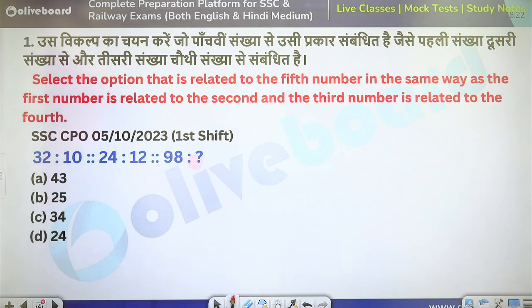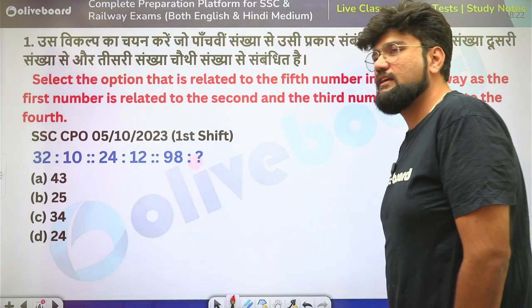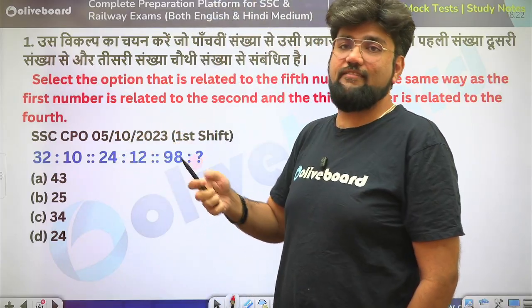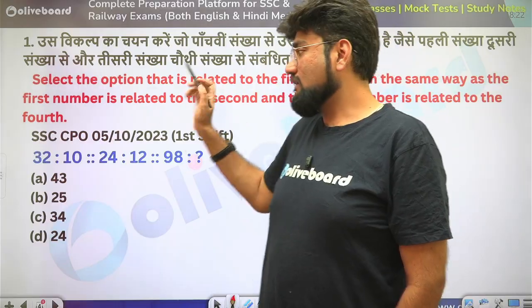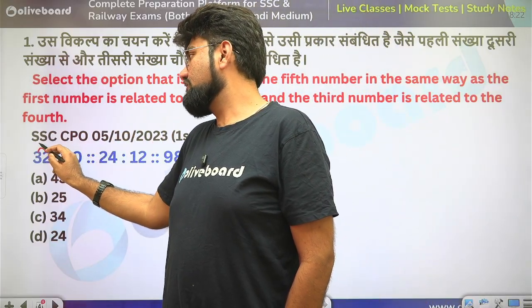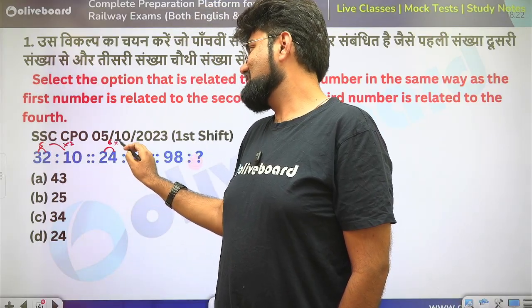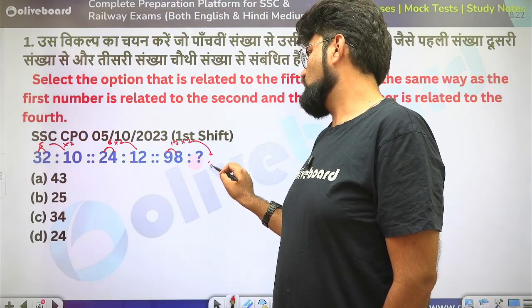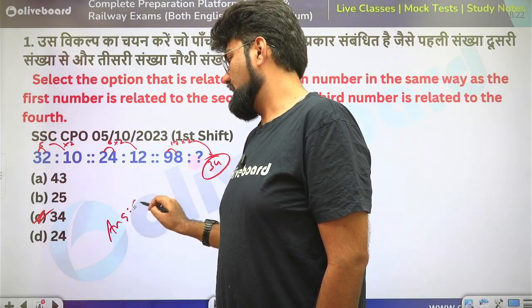Very good, excellent. So typically this question is not very usual in SSC examinations. This is more usual in railway exams, but it has been asked in CPO 2023. So what is the logic here? 3 plus 2 is 5 and 5 into 2 is 10. 2 plus 4 is 6, 6 into 2 is 12, 9 plus 8 is 17, 17 into 2 is 34. So that is how we will proceed further. Option C is the correct answer.